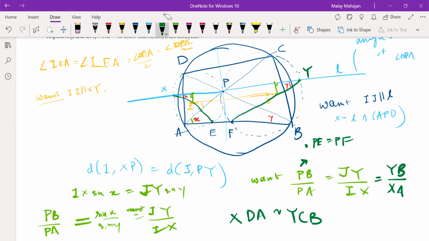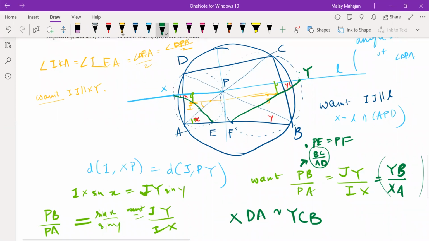Okay, PB by PA, you can write PB by PA as what? PB by PA is BC by AD, if I'm not wrong. Yeah, BC by AD. And from here it's just similarity or sine rule, as Krutak said.